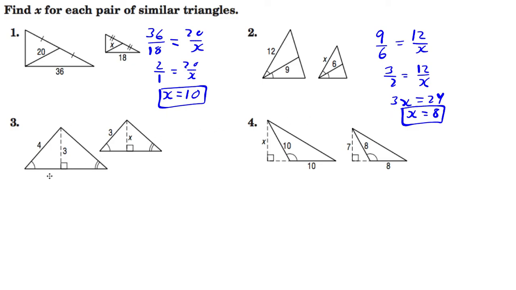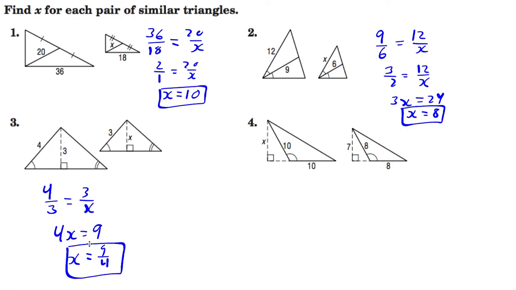Over here we have an altitude. We know that altitude follows the same proportion. So 4 to 3 is equal to 3 to x. So we get 4x is equal to 9, or x is equal to 9/4.